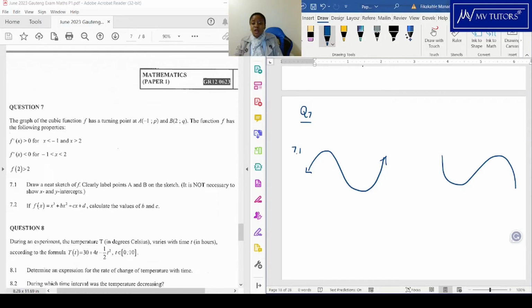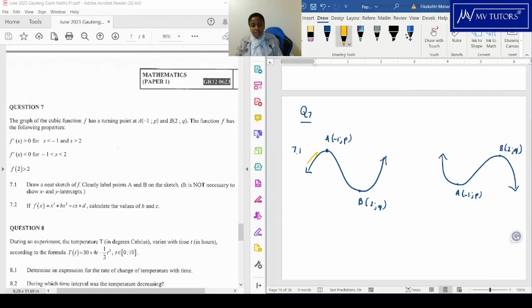All right, so we're not sure yet what is what, but what we do know is the turning points. Okay, so with cubic functions, we have 2 turning points. So we have it at negative 1 and p, and then at 2 and q, because we're still trying to figure out what is happening. Okay. So now they say where the function is increasing, it's basically where x is smaller than negative 1 and x is bigger than 2. So let's see.